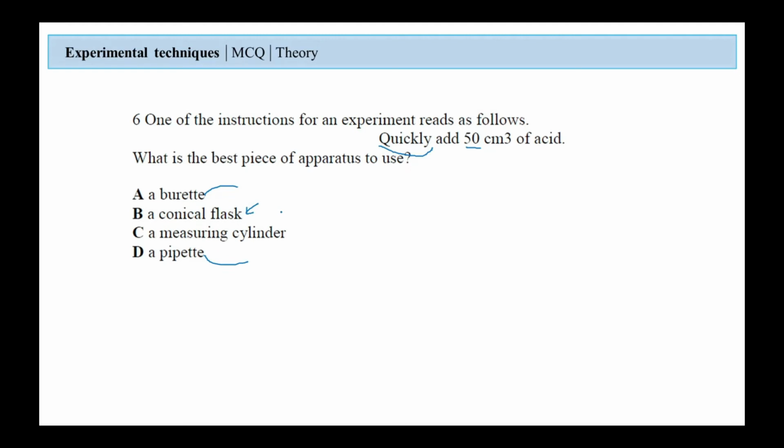So to measure 50 centimeters cubed of acid quickly, we can use a measuring cylinder. So the right answer here will be C.